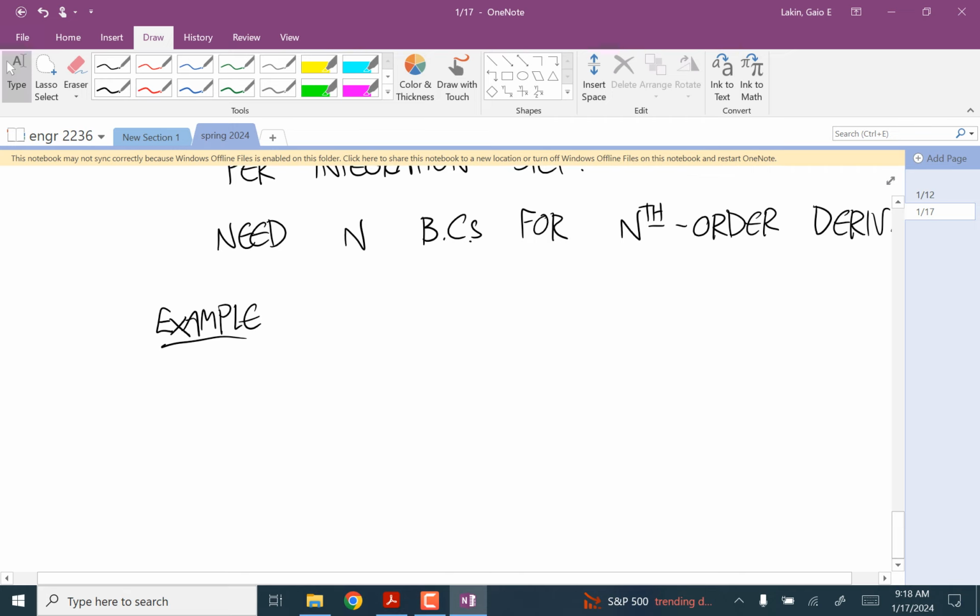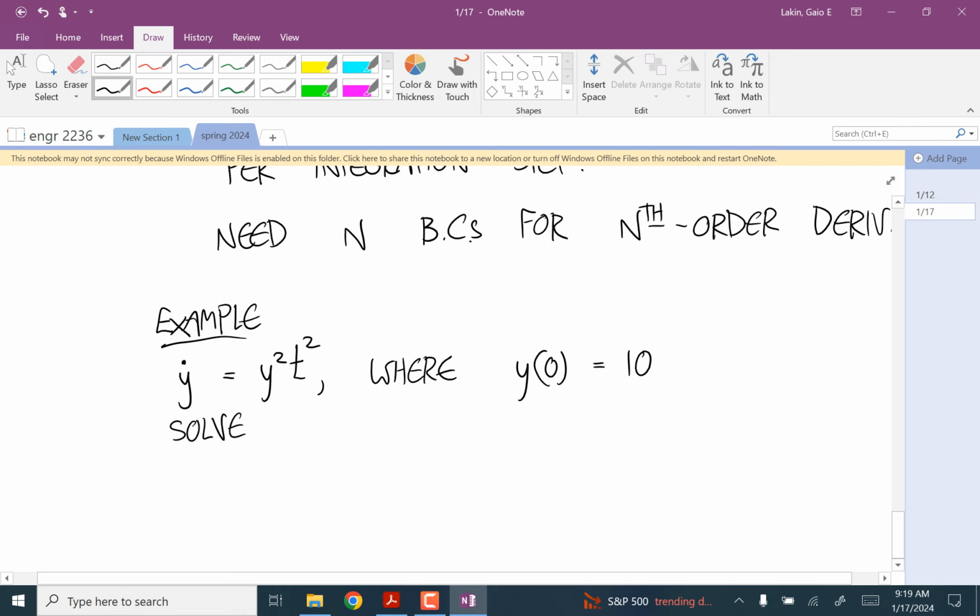Let's say that we have a differential equation. y dot is equal to y squared times t squared, where when time is equal to 0, y is equal to 10. Okay? At time 0, y is equal to 10. And we just want to solve this differential equation.